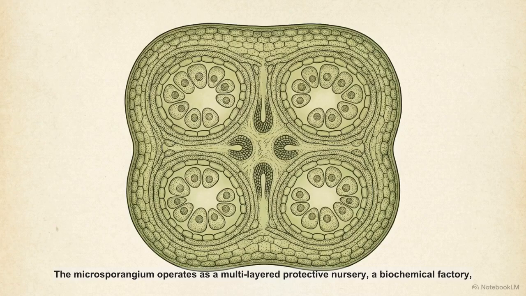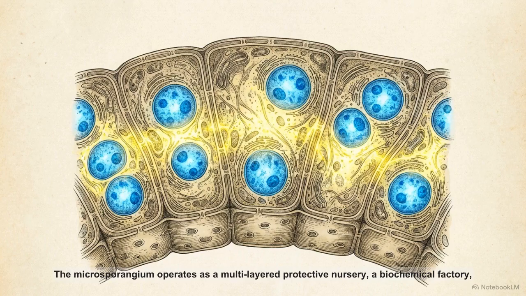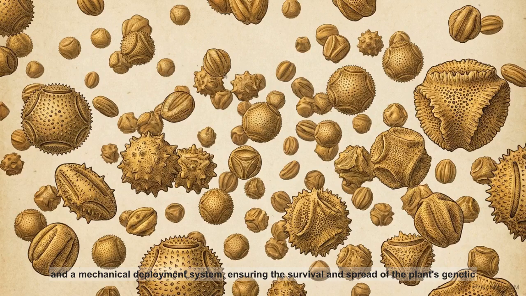The microsporangium operates as a multi-layered protective nursery, a biochemical factory, and a mechanical deployment system, ensuring the survival and spread of the plant's genetic code.